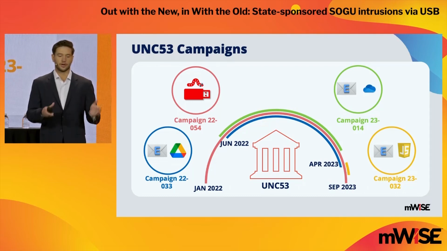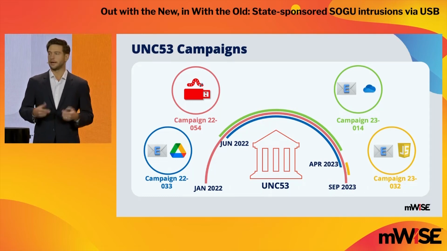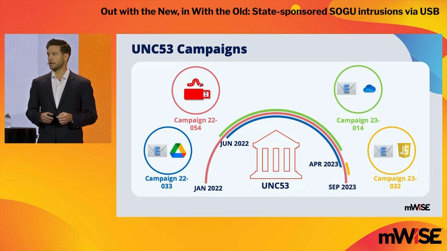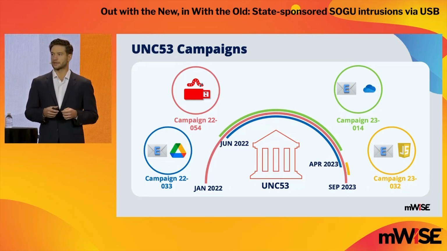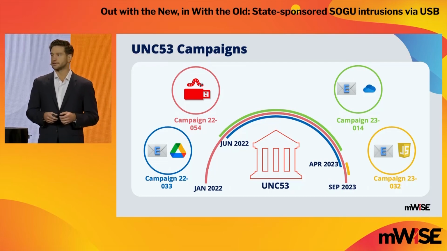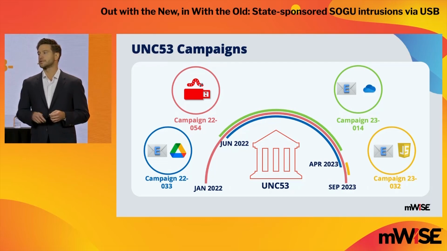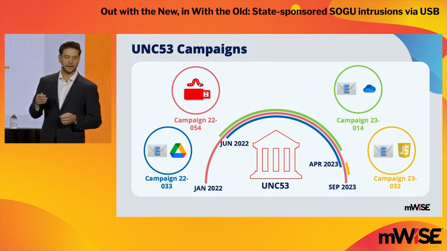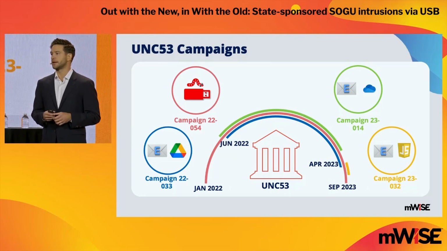And when we step back and look at all these campaigns, this illustrates why Mandiant tracks campaigns the way we do. We're able to better track threat actors, and there are slight changes to targeting or slight changes in the TTPs. But today, we're here to talk about campaign 22054, their USB-based campaign.